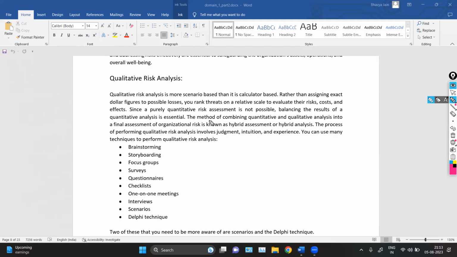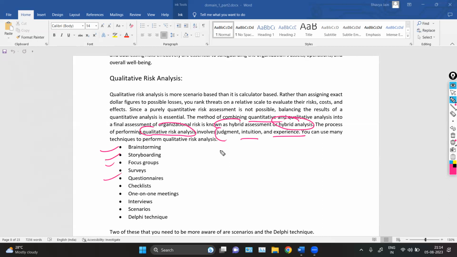So since a purely quantitative risk assessment is not possible, balancing the results of quantitative and qualitative is essential. This method of combining quantitative and qualitative analysis is known as hybrid assessment or hybrid analysis. The process of performing the qualitative risk analysis involves judgment, intuition, and experience. You can use many techniques to perform it, for example, brainstorming, storyboarding, and focus group surveys.